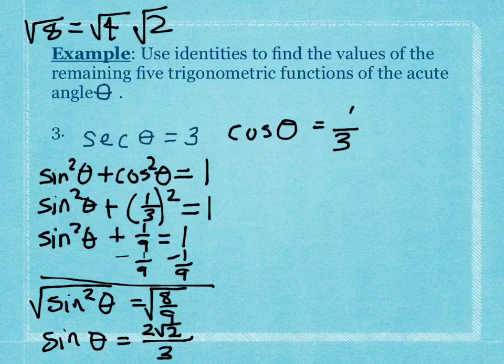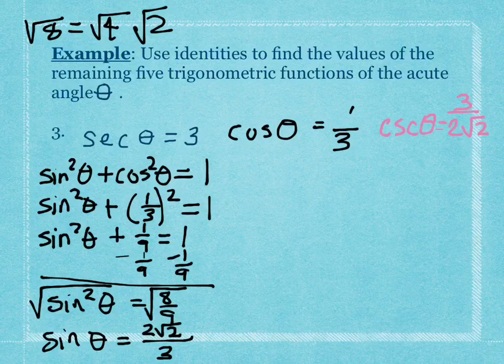Once I have found sine, which one's easy to find next? Cosecant. And why is cosecant easy to find, Lauren? Because it's the reciprocal. You got it. So I'm going to take this sine value and do the reciprocal to find cosecant. Let me put it over here, since I have a little bit of space left. So I need the reciprocal of this, which would be 3 over 2 square root 2.